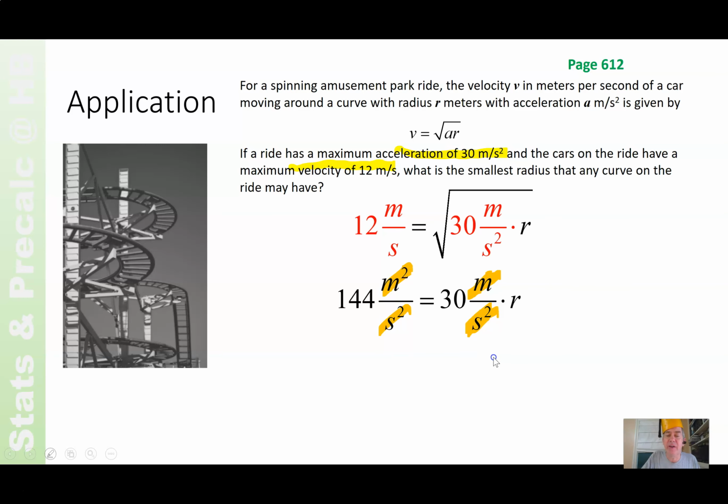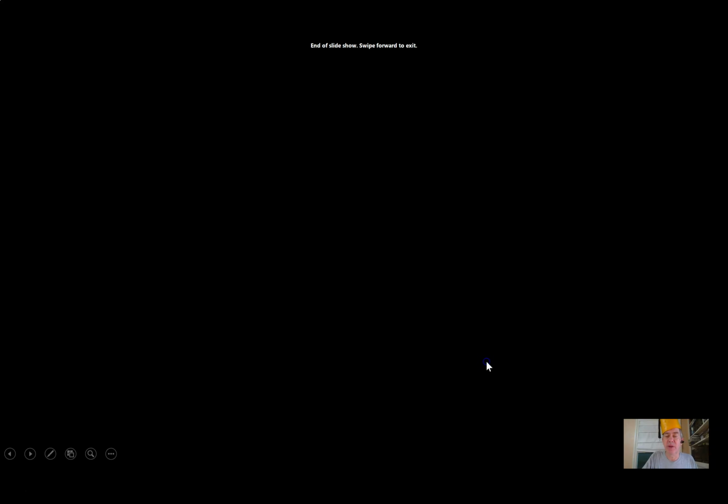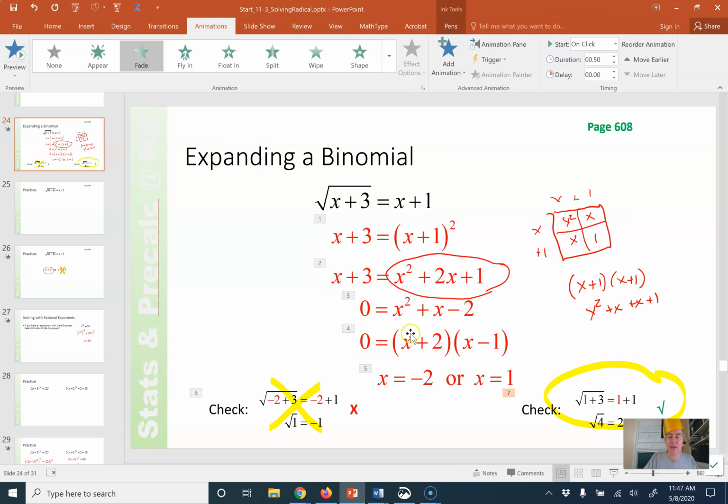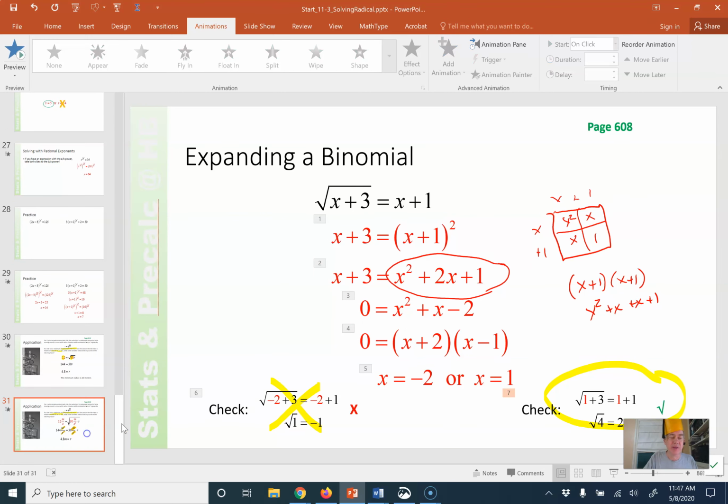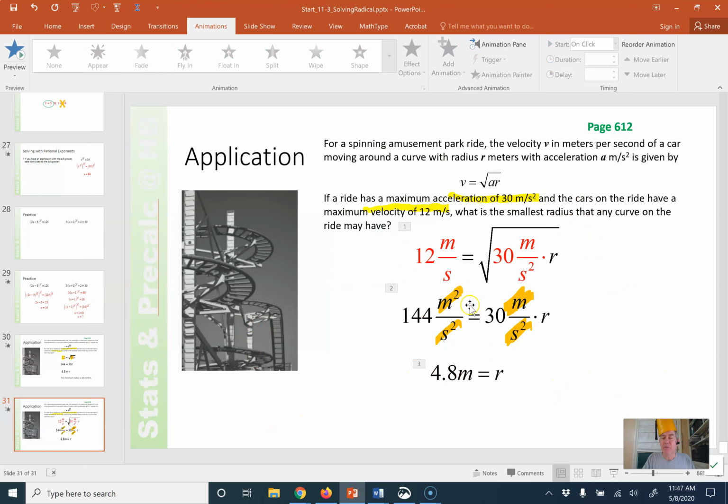In any case, what you're going to have is r is going to work out to meters on the end, the last slide. There we go. Sorry for the delay at the end, but you've got the meters. This meter will cancel one of those meters, and so 4.8 meters. Units work out great. Congratulations.